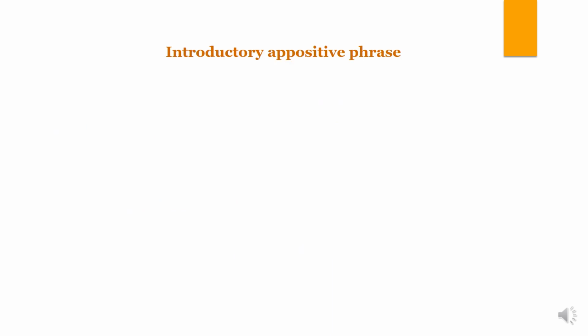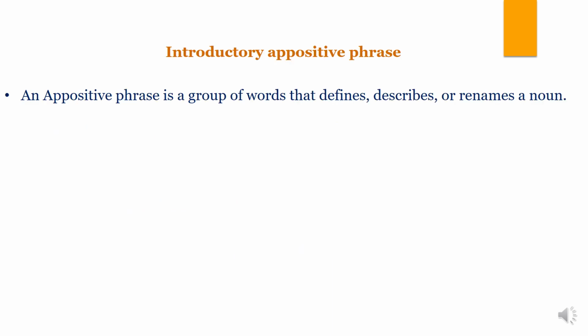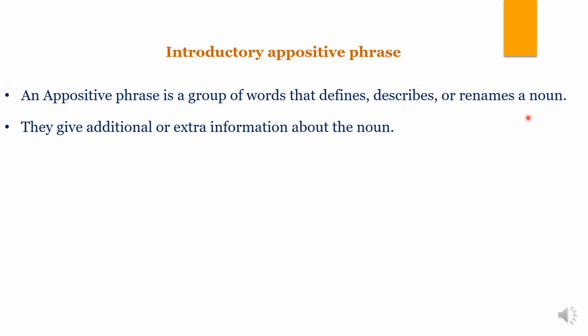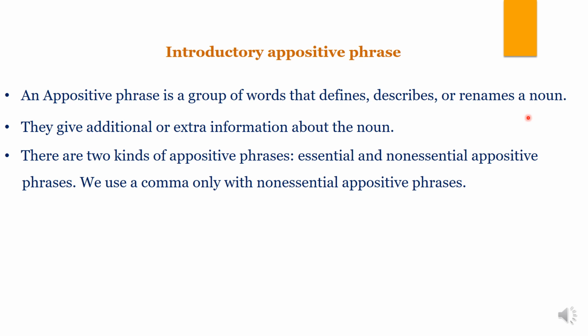Next, introductory appositive phrase. An appositive phrase is a group of words that defines, describes, or renames a noun. They give additional or extra information about the noun. Basically, there are two kinds of appositive phrases: essential and non essential appositive phrases. We use a comma only with non essential appositive phrases.